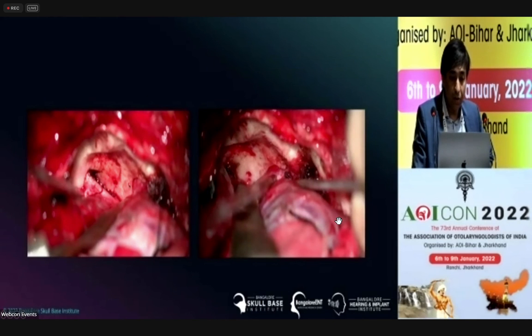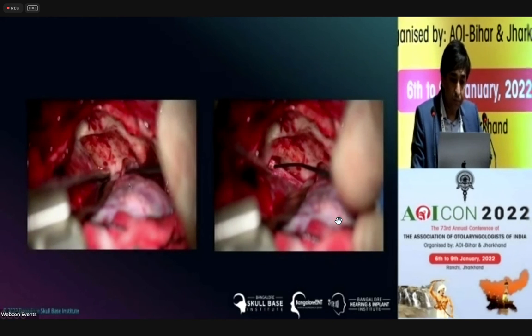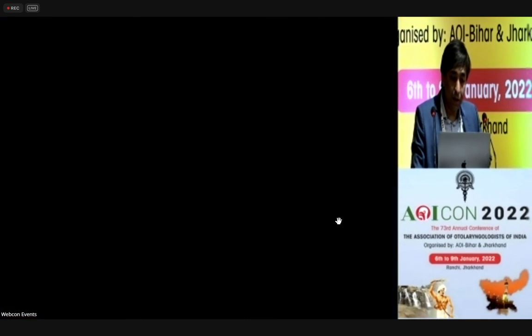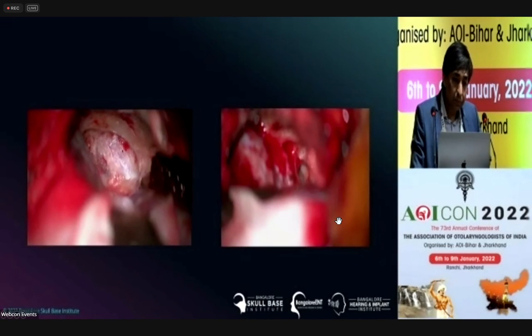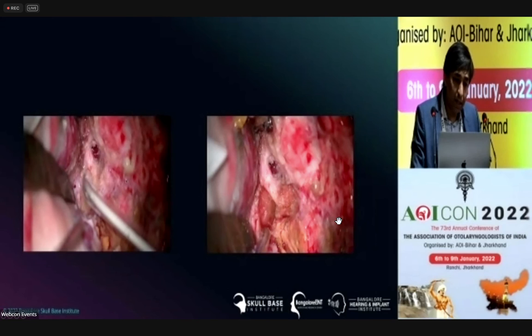The internal acoustic meatus area exposed. The trigeminal nerve can be seen here. I'm testing the trigeminal nerve. This is medial to the internal acoustic meatus, which has been drilled out. Now I'm drilling the Kawase's area, which is being drilled out. This is the carotid being exposed. I'm now medial to the carotid.